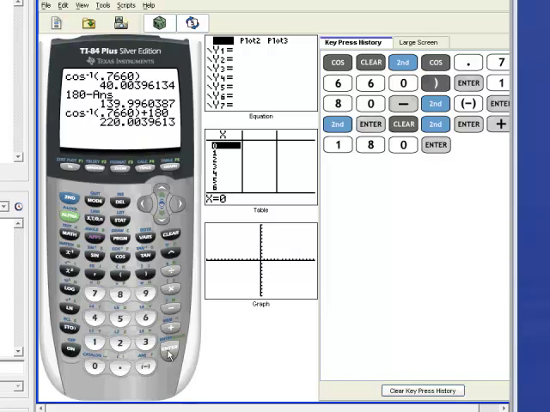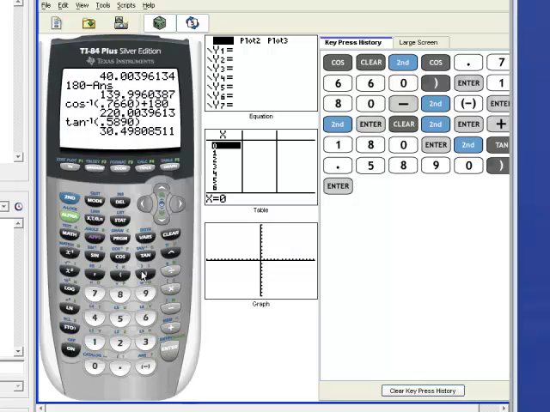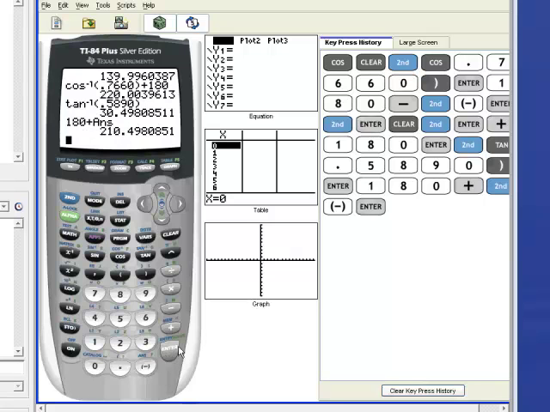Then we had the inverse tangent of 0.5890, 30.5 degrees. That's actually the answer to the last problem we had. And then for the other one, we're in quadrant 3, so we add the result, 210.5.